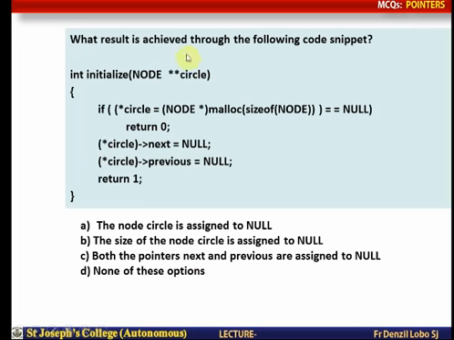What is the result achieved through the following snippet? I've got a small function called node ** circle. I'm allocating memory. So next is equal to null, previous is equal to null; it is a doubly linked list. So what is the answer going to be? It is A and C. The node's circle is assigned to null. Also, both pointers next and previous are assigned to null. Yes.